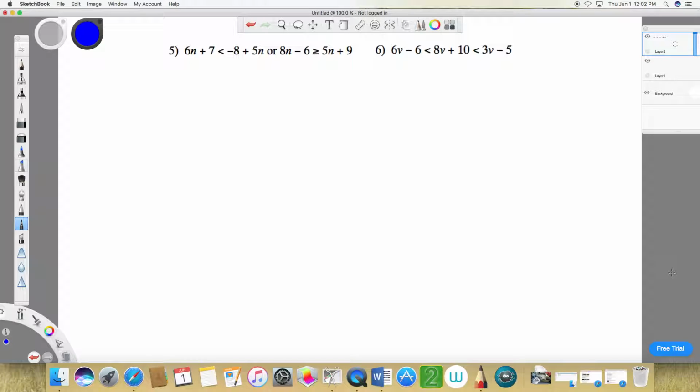Let's take a look at these two problems. These are compound inequalities. We're going to discuss the difference between and or in mathematics in these inequalities. So let's start with number 5 over here. We want to work on these two inequalities separately. Make sure that you copy it down right.